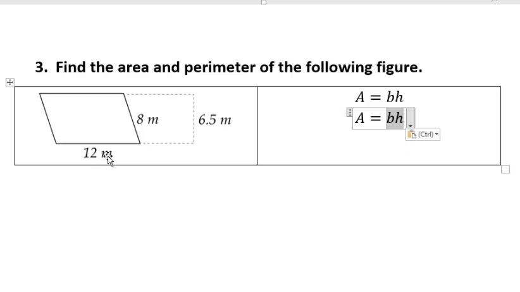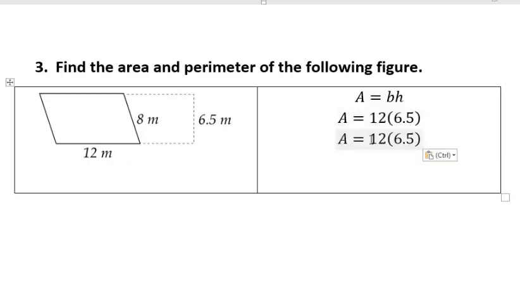The height is always perpendicular to the base. Perpendicular means that it's straight and in the opposite direction. If the base is horizontal, then the height is going to be vertical. Those two things are considered perpendicular. Okay, so the base will be 12 and the height will be 6.5, not 8. It has to be the one that is perpendicular to the other side.